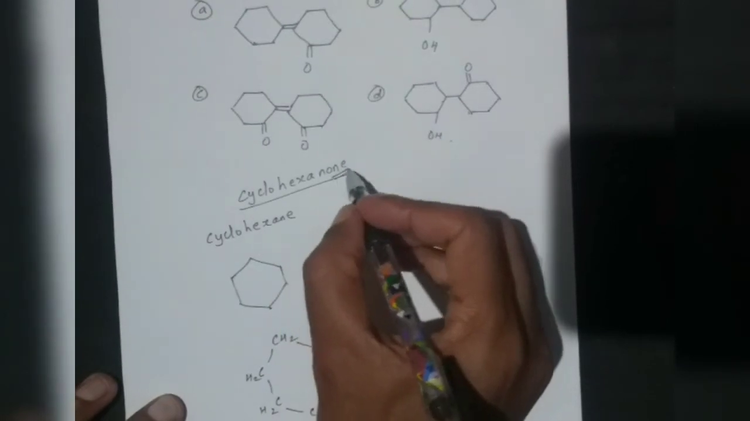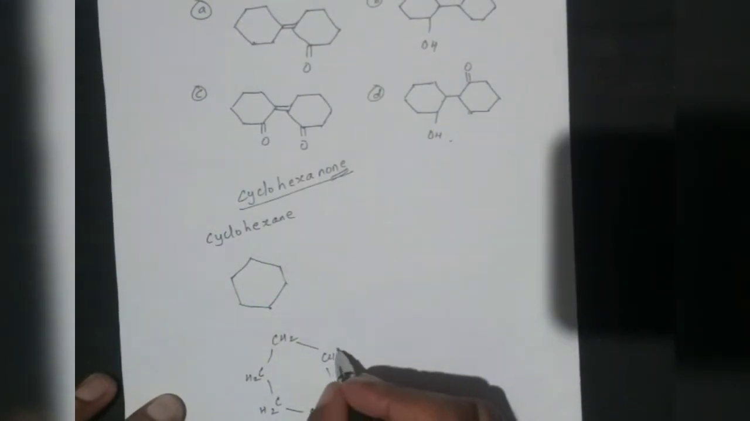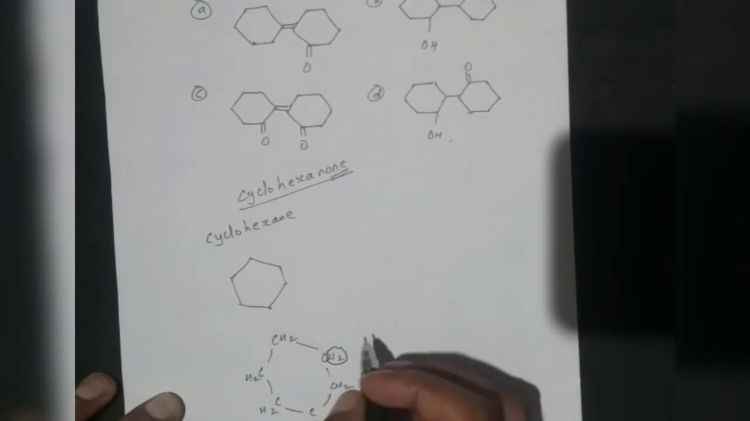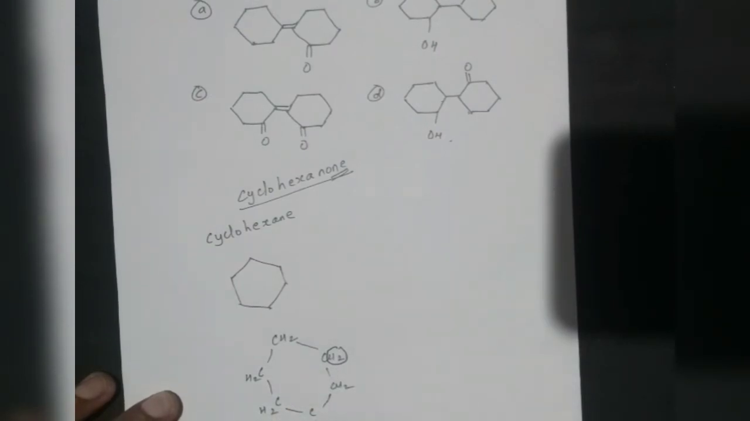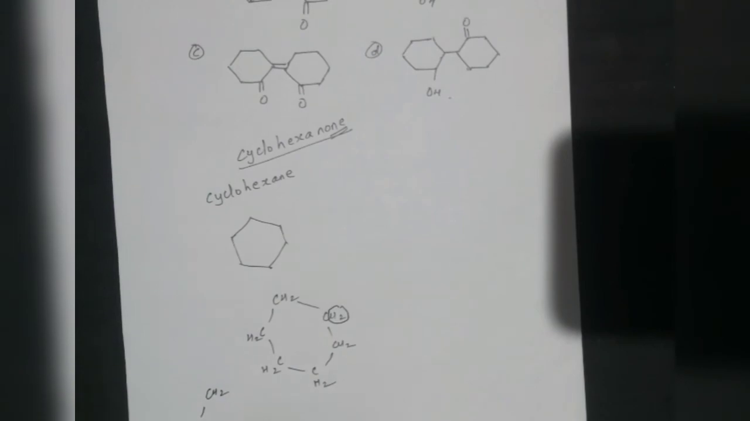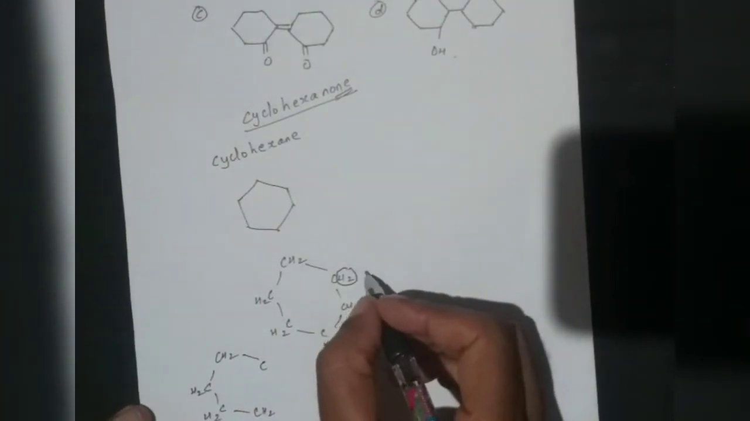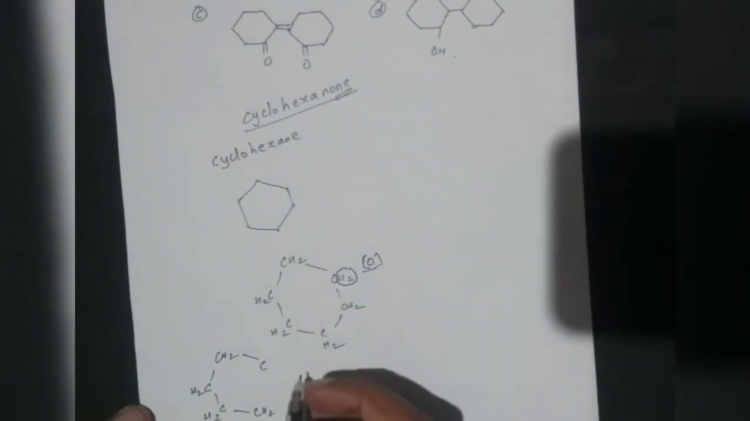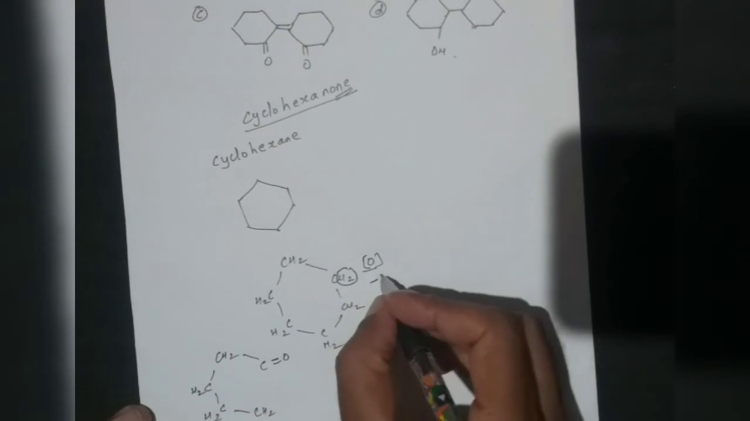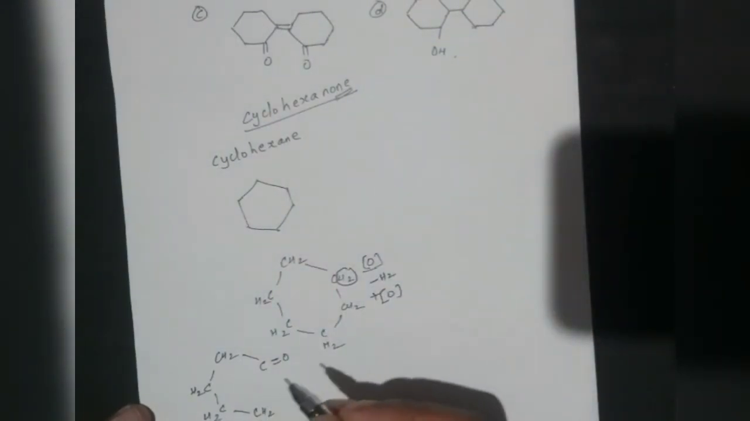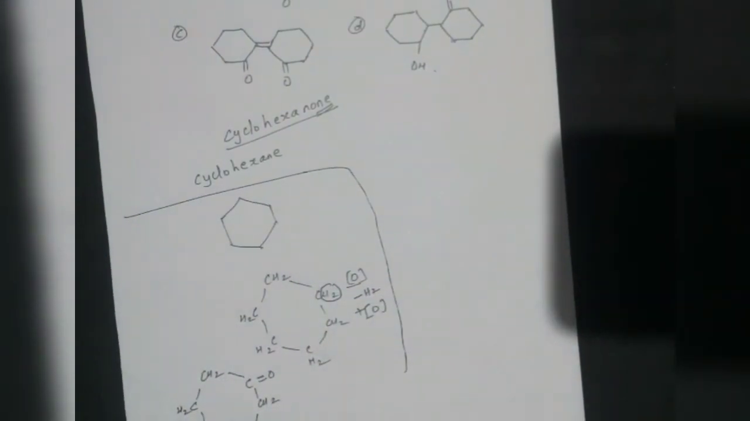Here hexanone, the ONE part, is the ketone. So what we do is we replace these two hydrogens with an oxygen. The structure will be CH2, CH2, CH2, CH2, followed by C, where the hydrogens are replaced by oxygen, so C double bond O. We are removing two hydrogens and adding an oxygen to get cyclohexanone. The rest remains the same, so CH2. This will be the structure of cyclohexanone.